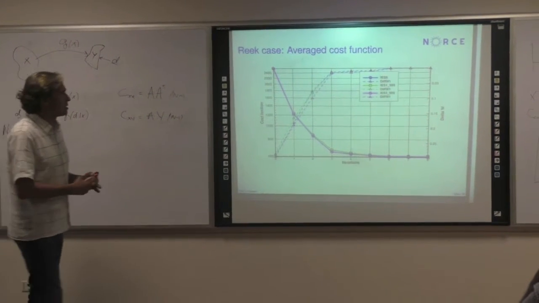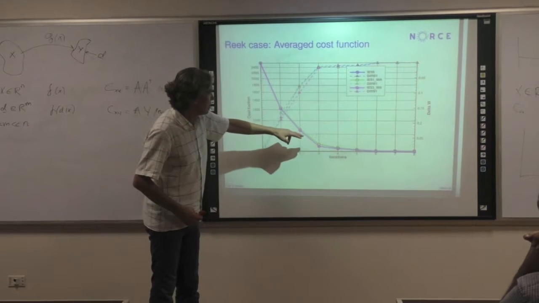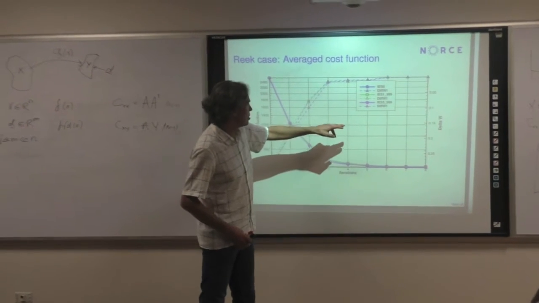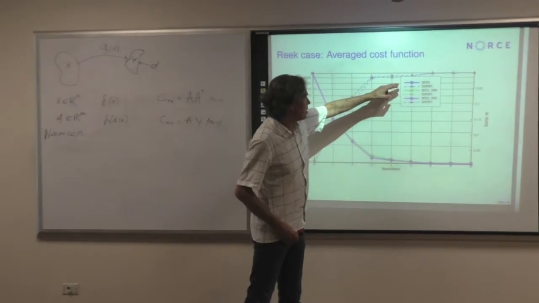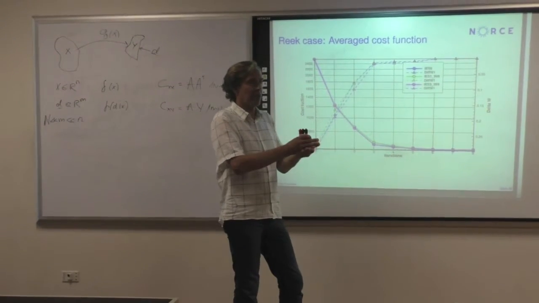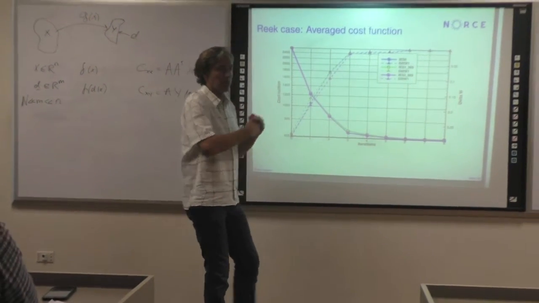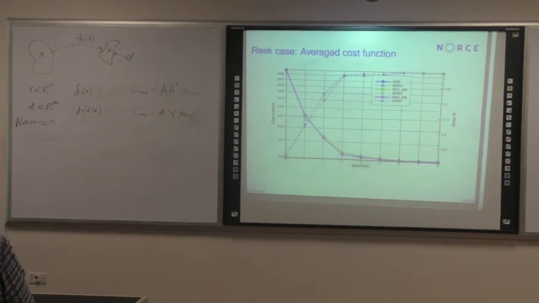This is the average cost function for 3 cases, and basically there are 2 that are interesting. The first one, where we are assuming that the error covariance matrix is diagonal, so we can use this scheme with exact inversion.